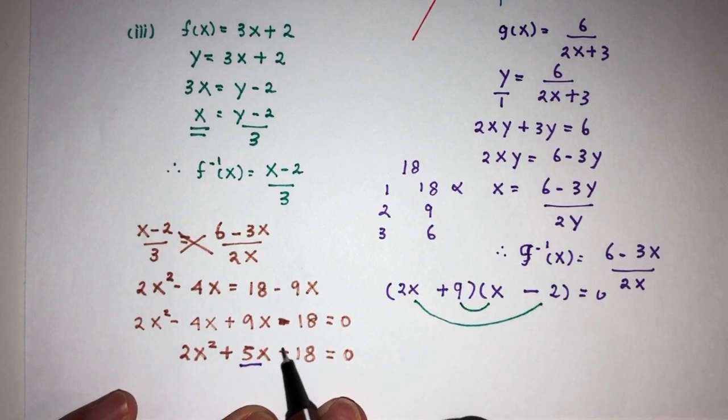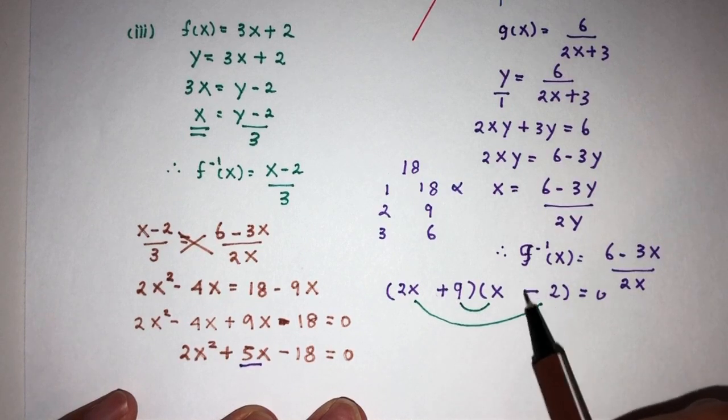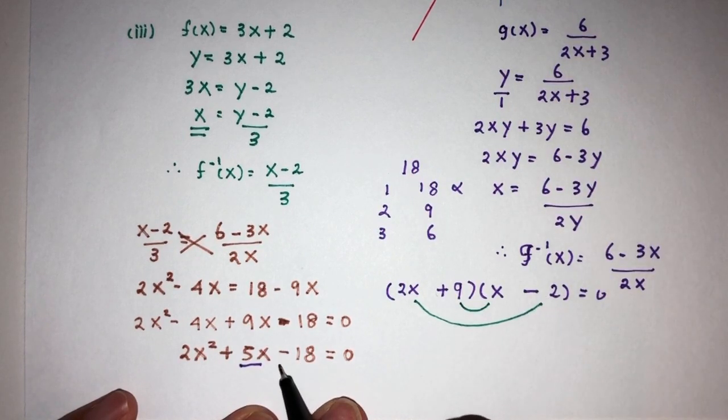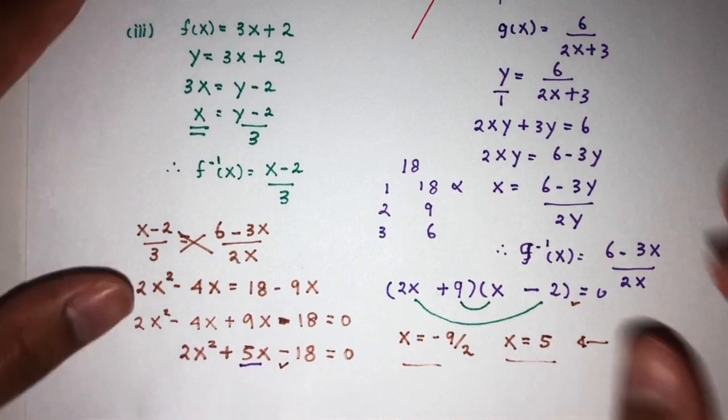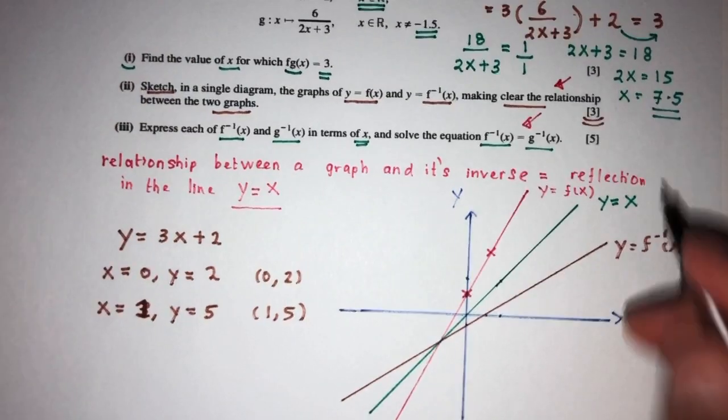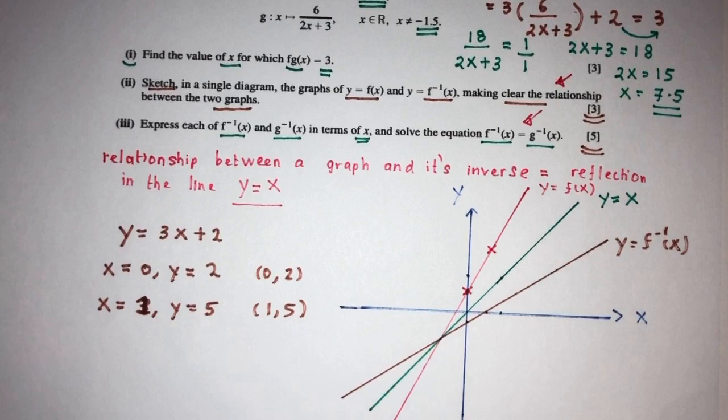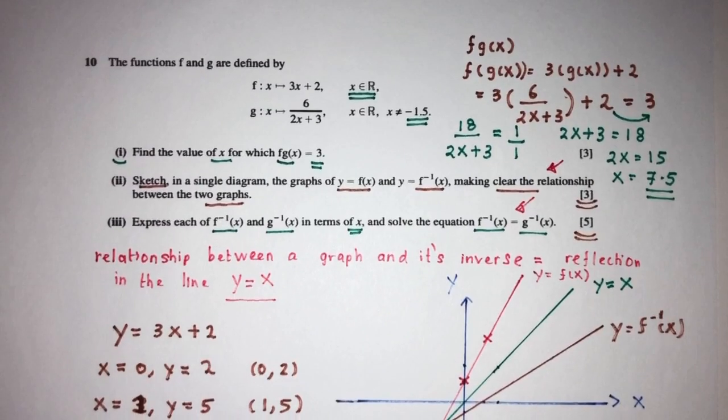Then we check for this one. Plus times minus is minus. Here we have minus, so good. Good factorization. x will be the value of minus 9 over 2. x will be the value of 2. Okay, and this will be solving this equation to find those values for 5 marks. Okay, that will be a question regarding the function chapter for paper 1 A-level.